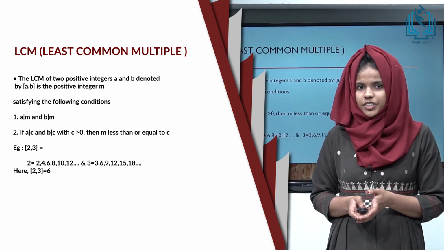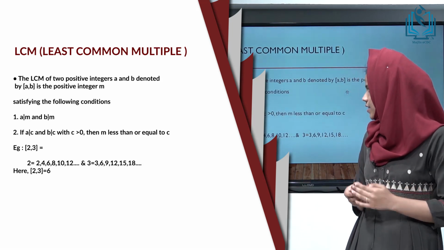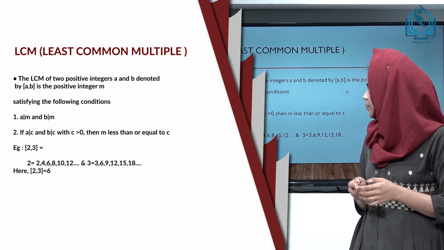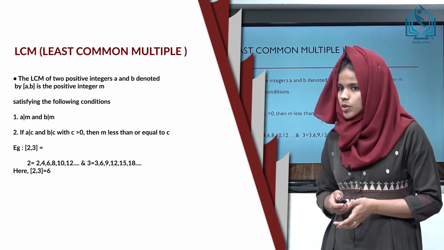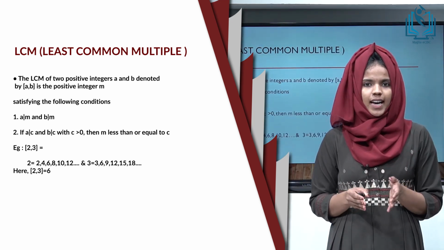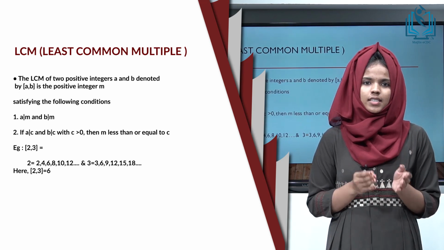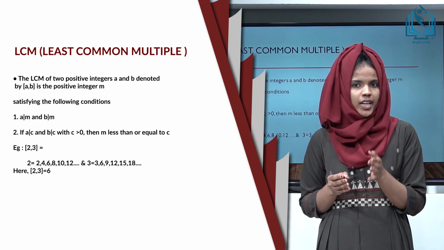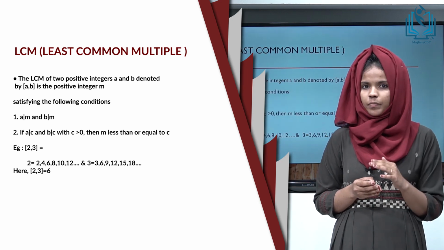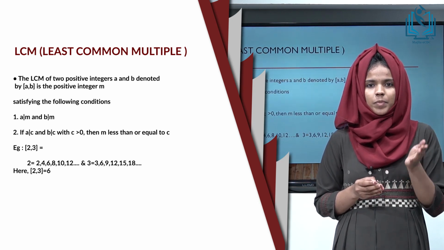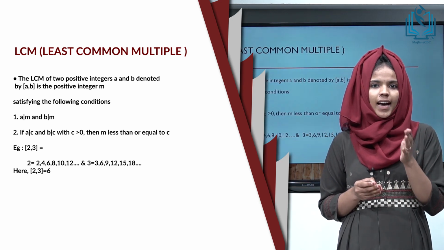Then second condition, if a divides c and b divides c with c greater than 0, then m is less than or equal to c. a divides c and b divides c means c is also a common multiple of a and b. Then m should be less than or equal to c. Then only m will be the LCM of a and b.